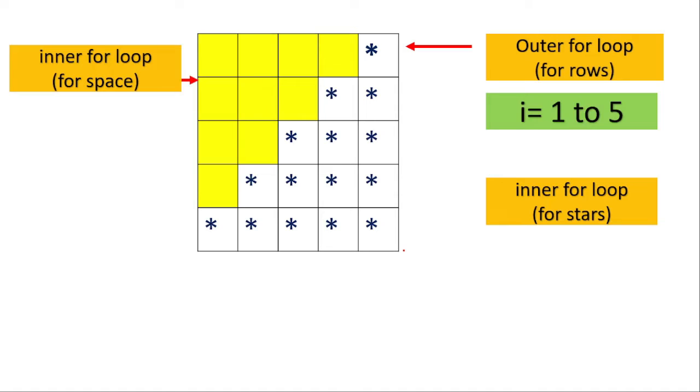In the outer for loop we will take a variable I and start that variable from 1 to 5 because we are printing 5 rows. In the inner for loop of stars we will take j as 1 to I. As I have discussed in my previous videos also, j always starts from 1 and j will print the stars according to the value of I. Okay, so that's why we are taking j equals 1 to I.